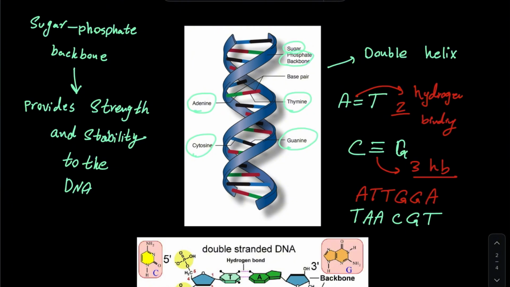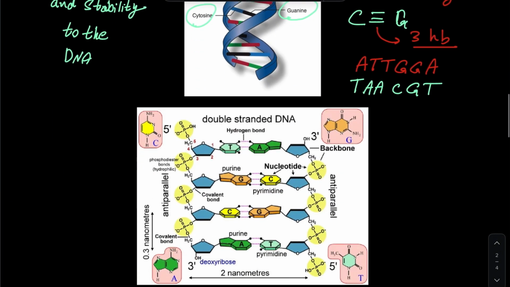We can write the sequence of the opposite strand: TAACGT. So, another key concept for AP biology is that DNA strands are anti-parallel. These words may sound complicated, but the idea is actually simple.